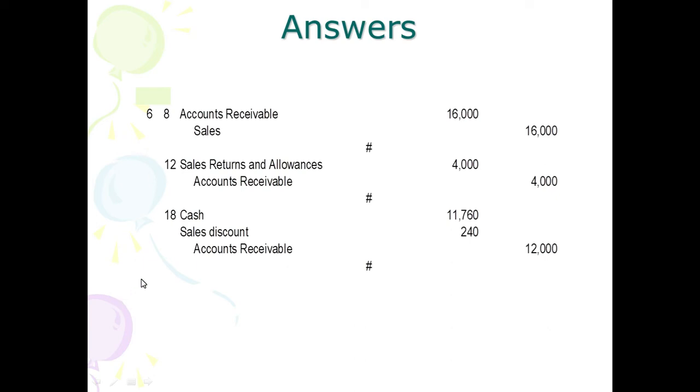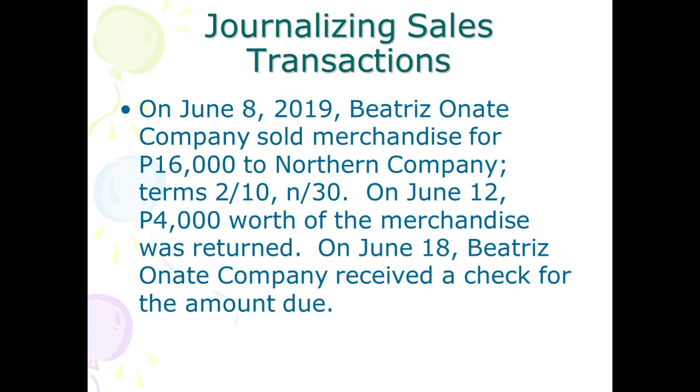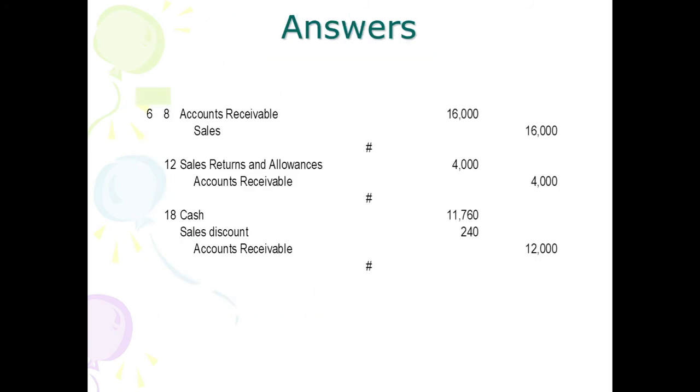And finally, on June 18, upon collection: the sale was on June 8 and it was paid on June 18, so this was within the discount period. Because this is within the discount period, we will be computing the discount. The 16,000 original balance less the 4,000 returns, and the discount is 2%, given here as 2/10. Therefore, we have a sales discount of 240. So our entry will be debit cash 11,760, debit sales discount 240, and credit accounts receivable 12,000.